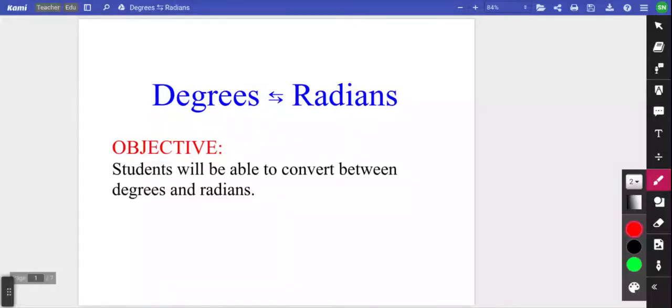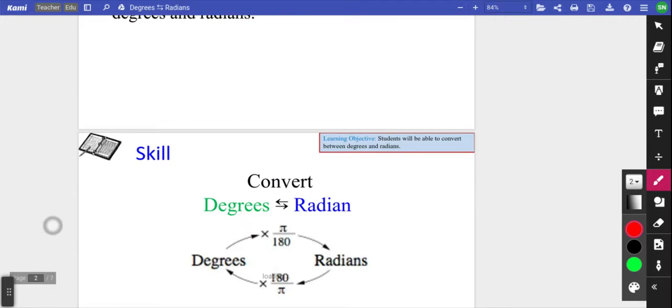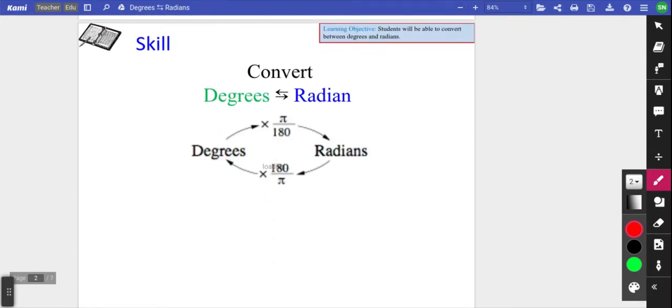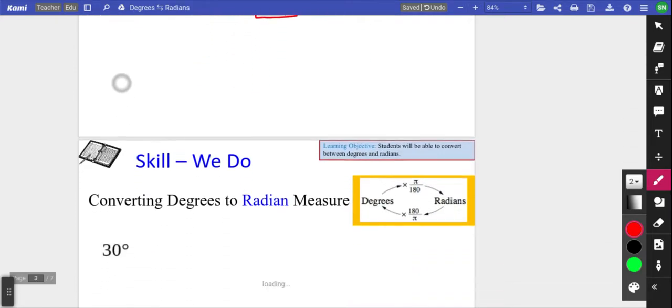Hello, in this video you will be converting between degrees and radians. To convert from degrees we follow the chart, which means we multiply times pi over 180 and that would give us radians. If we are to convert from radians to degrees, then we have to multiply times 180 divided by pi. Here's example number 1.